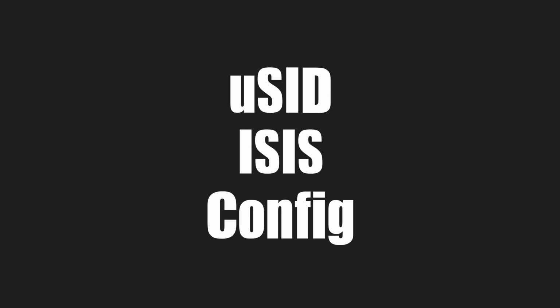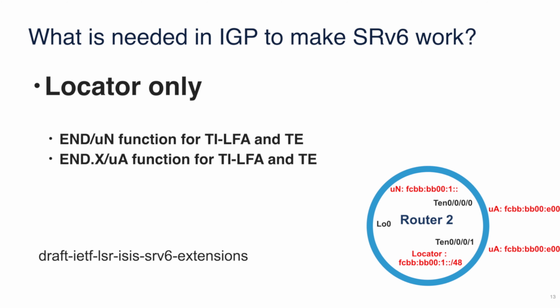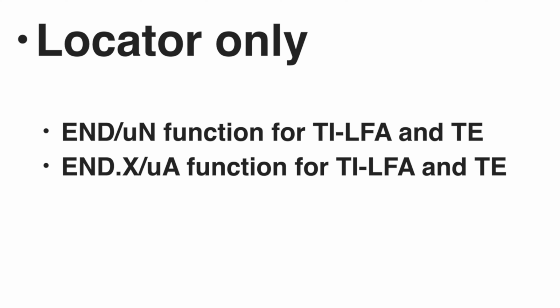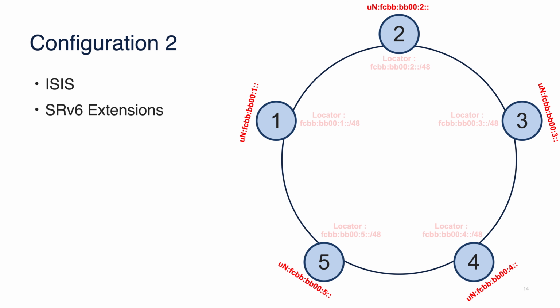The next step is IGP configuration. In 7.3.1, we have SRv6 microSID support in ISIS. The IGP protocol advertises SRv6 functions, UN and UA, but most important is advertisement of the locator itself. That allows other routers to forward the packet to all functions instantiated on the router. So our configuration step is to enable ISIS on all routers and tell the router which locator to use. So let's do the configuration.